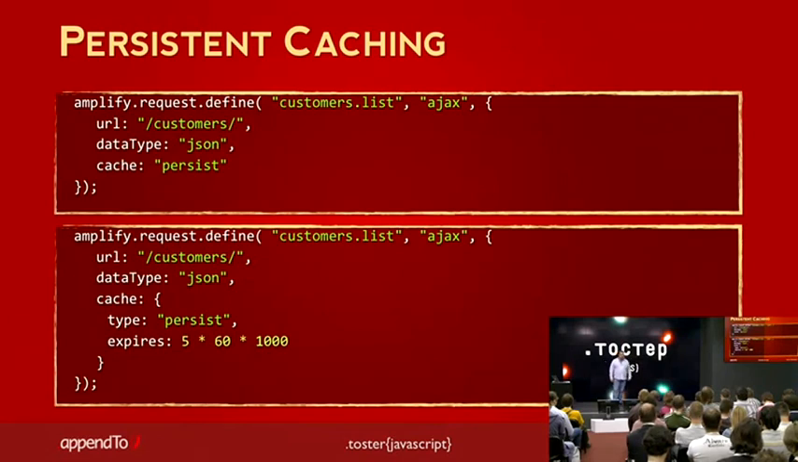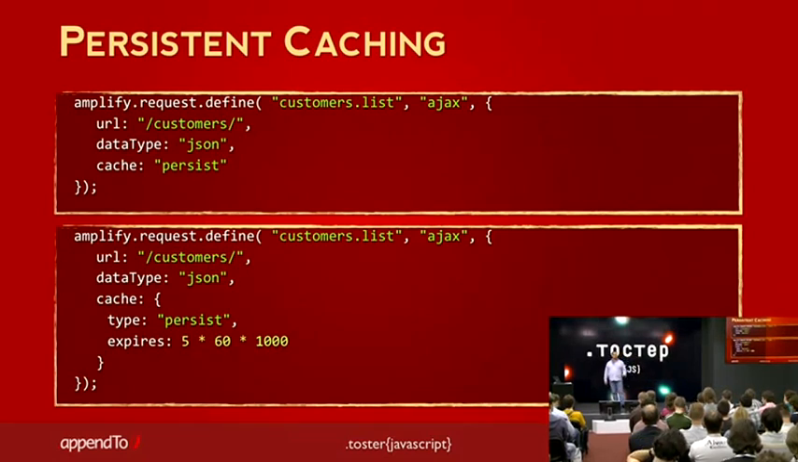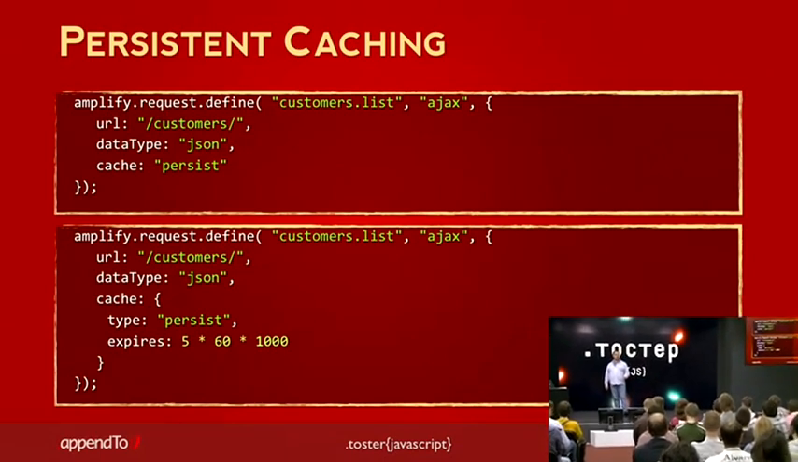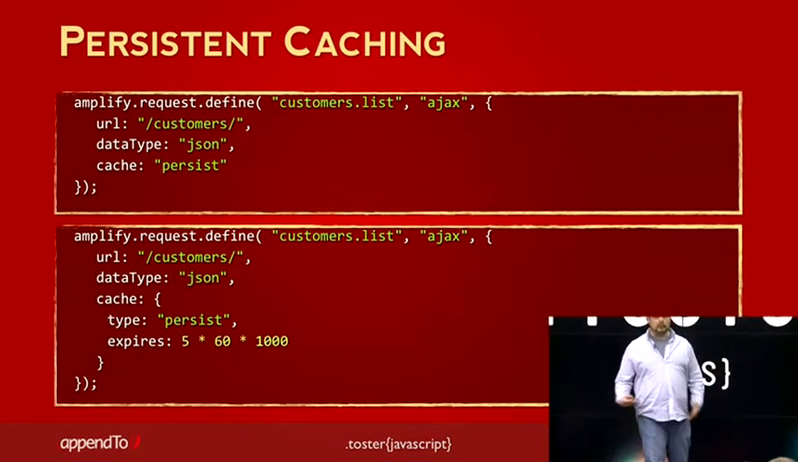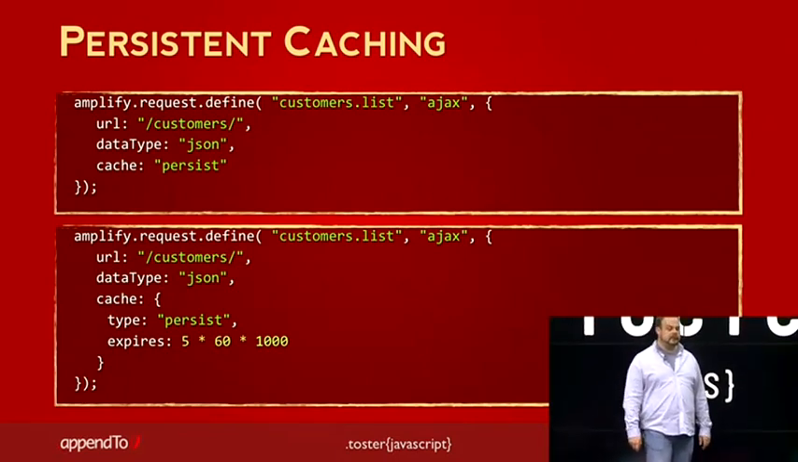And so here we're showing the differences. Cache is going to be set to persist, and the cache on the bottom here is showing how we can set the type to persist, and we can set an expires time at the same time. So we're going to set cache and send it in a hash. In this thing, we're going to do, what, five minutes here. So 5 times 60 is 5 minutes, and then we're converting it to milliseconds by multiplying it by 1,000.